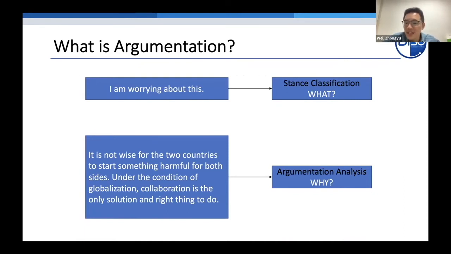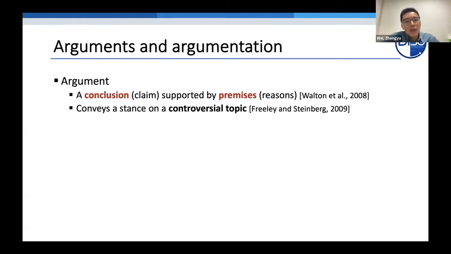For stance classification or sentiment classification, the aim is to identify the position of these comments. But for argumentation analysis, they are more interested in why you hold this opinion. And when we are doing argumentation, we use argument as a tool. An argument is a conclusion supported by premises, and it conveys a stance on controversial topics.